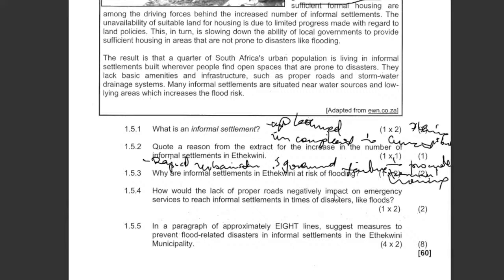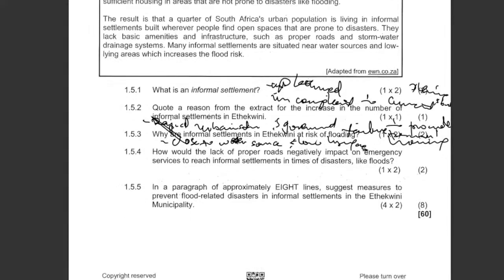The next one is why informal settlement in eThekwini is at risk of flooding. It is at risk of flooding because, number one, it is situated close to water sources and in low-lying areas that can be flooded at any time.